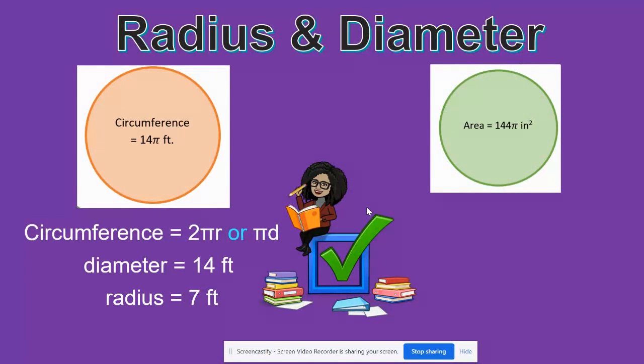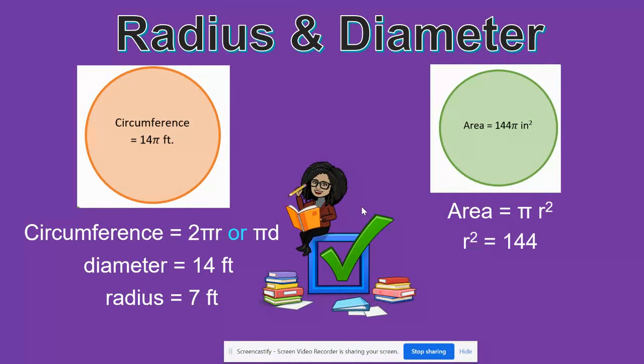In our next example, we're given the area, and it states that the area is 144 pi inches squared. I once again start with my formula for calculating the area of a circle, and I get pi r squared. My answer is in terms of pi, so the 144 has to be equal to r squared.